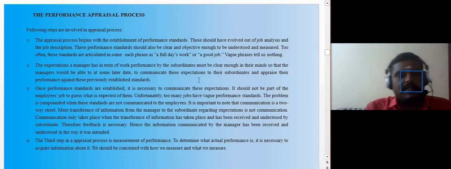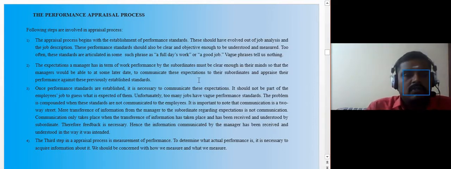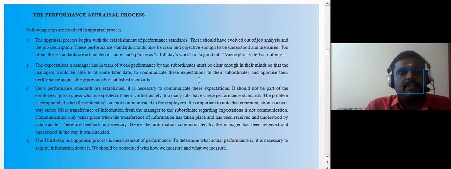The performance appraisal process. The following steps are involved in the appraisal process. The appraisal process begins with the establishment of performance standards. They should be worked out of job analysis and the job description. These performance standards should also be clear and objective enough to be understood and measured. Too often, these standards are articulated in some such phrase as a full day's work or a good job. Vague phrases tell us nothing.